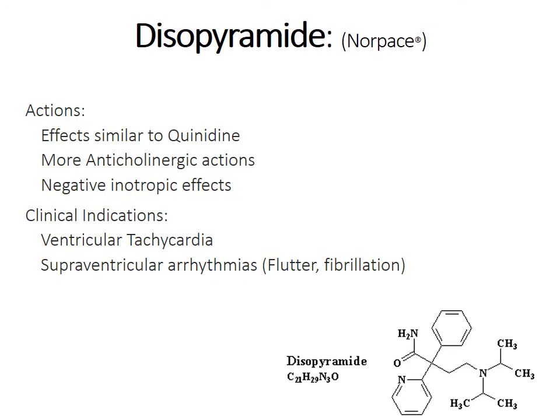And the final 1A antiarrhythmic we have here is going to be disopyramide. You'll see that the effects are pretty similar to quinidine here. It does have more anticholinergic effects and will have some negative inotropic effects on the heart itself, so you can decrease contractility there due to that. As far as indications, again, you'll see things like ventricular tachycardias, but also supraventricular arrhythmias could be used for this. Remember, your class 1 antiarrhythmics could be used for either atrial or ventricular arrhythmias.